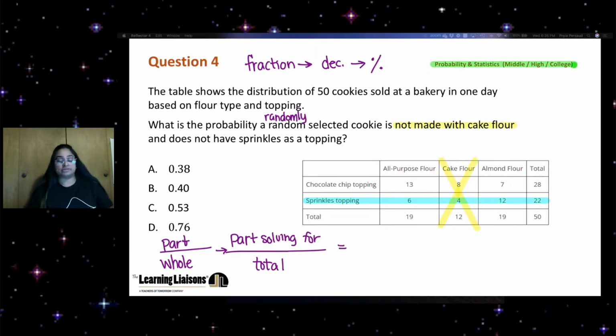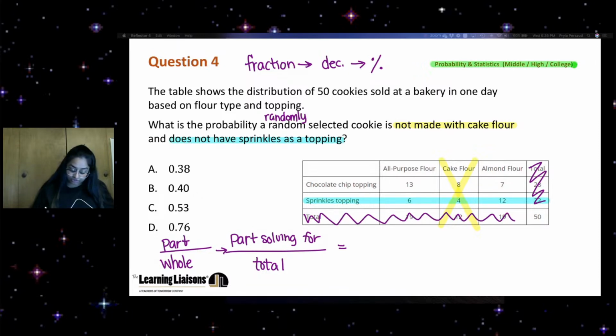So what are we solving for in this case? We are solving for something that is not made of cake flour and something that does not have sprinkles. So what are we left with? Well, 13, 7, 28, 19, 19, and 50. Do we need all of those numbers? No, we don't. Remember, the totals are here. I'm not looking at that stuff because we're changing the totals by this new information, right? So essentially we're looking at all-purpose flour and almond flour, and because they're not sprinkles, they have to be chocolate chip. So the only numbers that are left are 13 and 7.